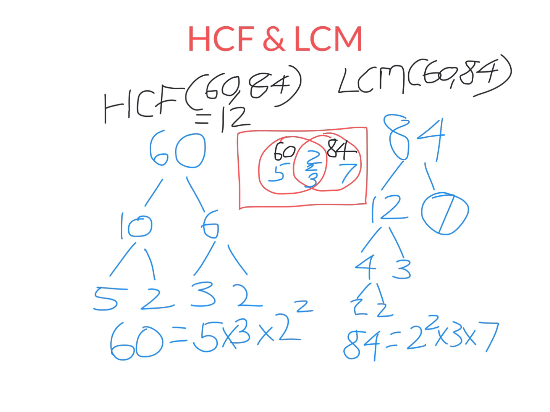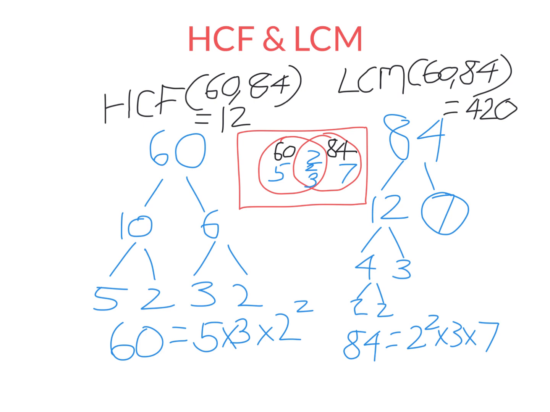The lowest common multiple is the product of all of the numbers inside the Venn diagram. So 5 times 2 times 2 times 3 times 7. An easy way to look at it is 60 times 7. So the lowest common multiple is 420. So this is an effective way to do it when the numbers are not so large, but it would take a long time when we have larger numbers.